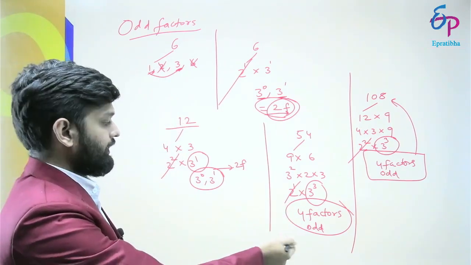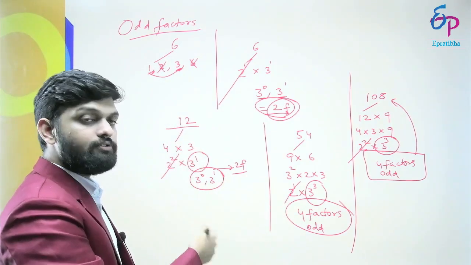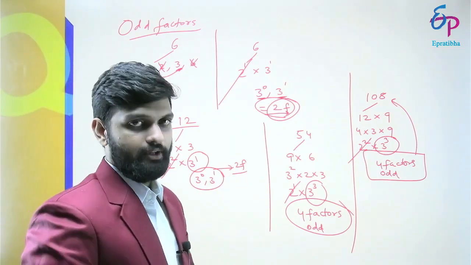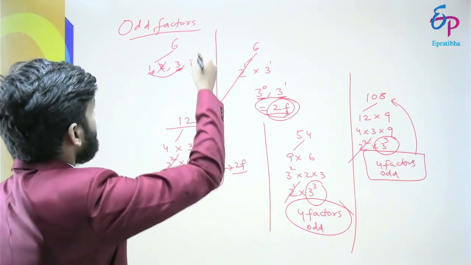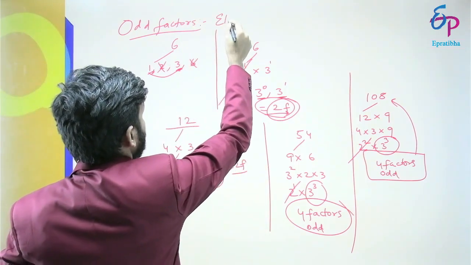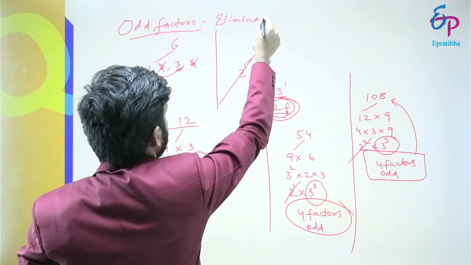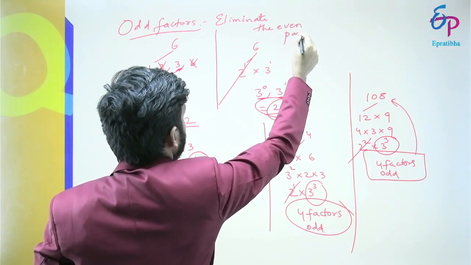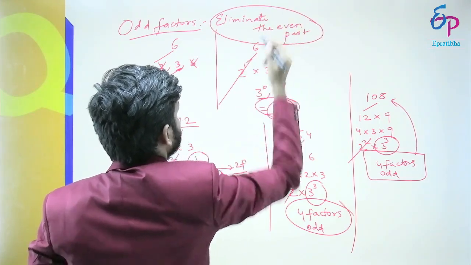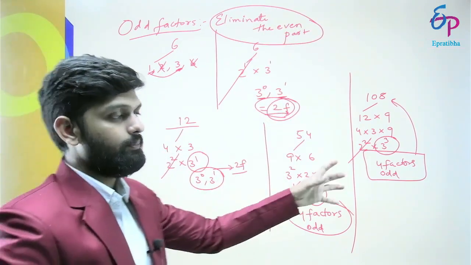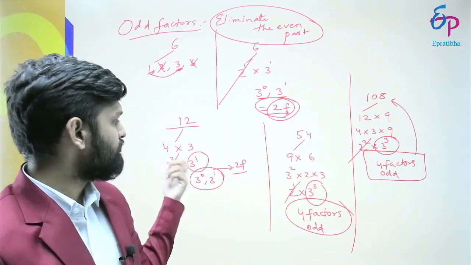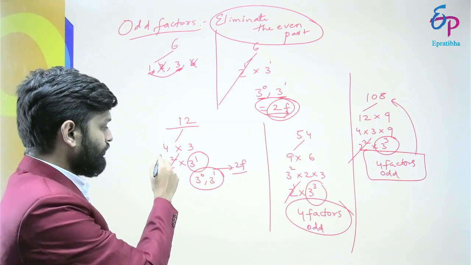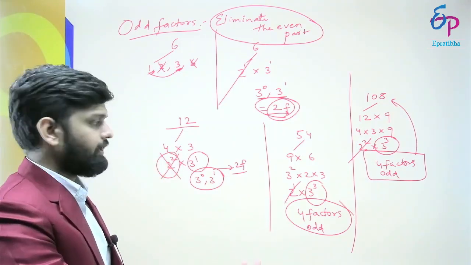For 54 it is 4 factors, for 12 it is only 2 factors, it is 1 and 3, and for 6 it is only 2 factors, but for 108 also it is 4 factors again. So this is how you have to find out the odd factors. You can eliminate the even part. Just eliminate the even part and write the prime factorization. I think you have to only remove 2 because 2 is the only even prime number, right? So you only eliminate the 2 part, and the remaining things you can carry.